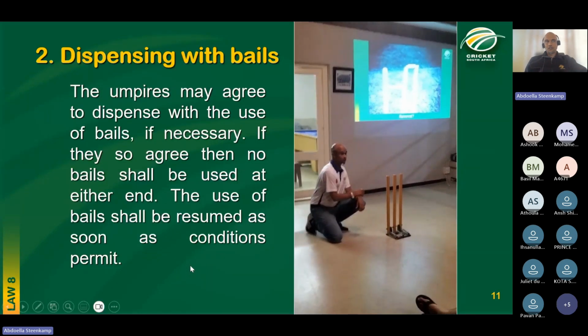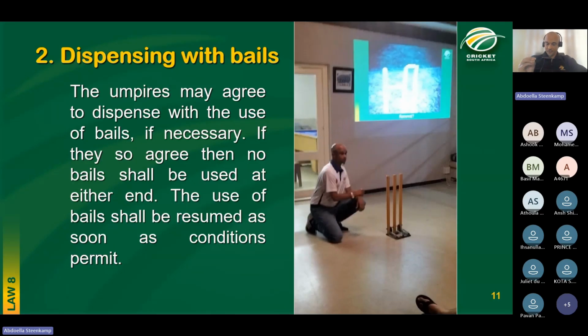So again, I want to emphasize, this is when you as the umpires decided to remove the bails due to high winds and to put the wicket down. All that needs to happen is the ball just needs to touch the stumps.